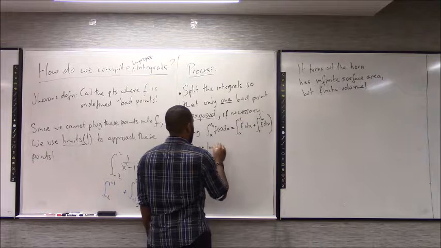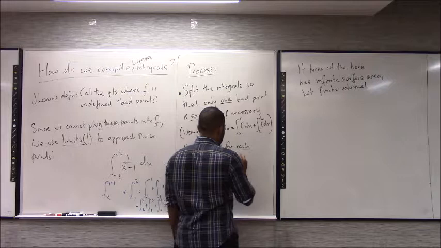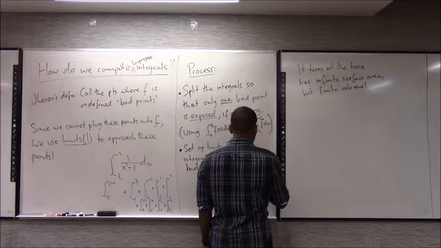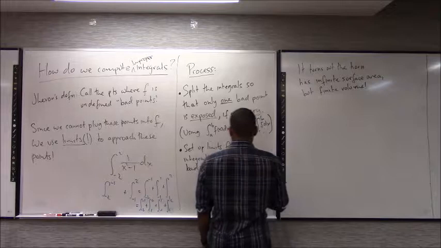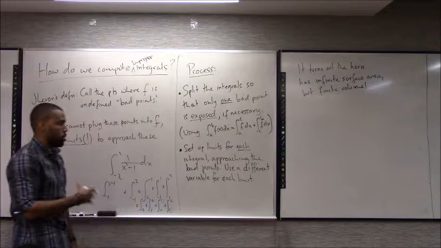Second, set up limits for each integral approaching the bad points. You do not want to mix and match these in limits. Use a different variable for each limit. Because for each of these integrals, you're setting up your own separate Riemann sum, so you don't want to reuse any variables here and confuse things.